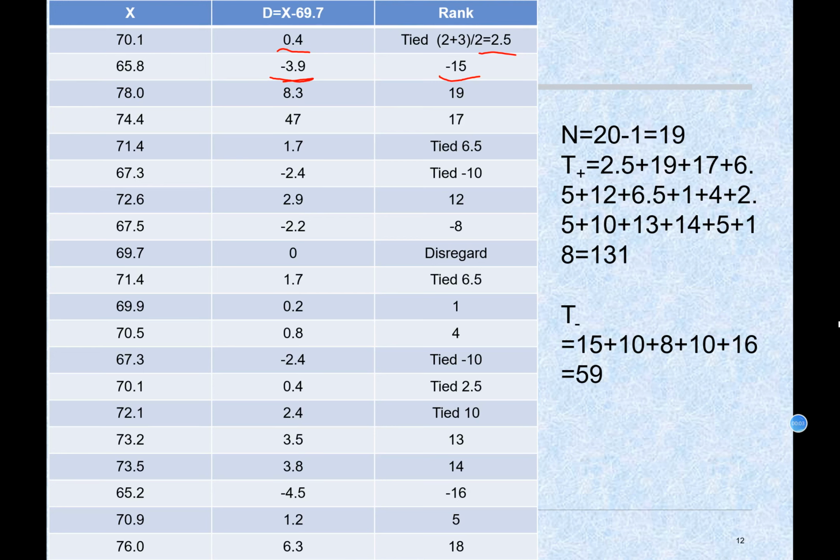Okay, now let's start. Just now, we have calculated the differences and transformed the differences into ranks. And then we attach the signs of the original differences to the ranks. And now we need to calculate the test statistic for the null hypothesis.